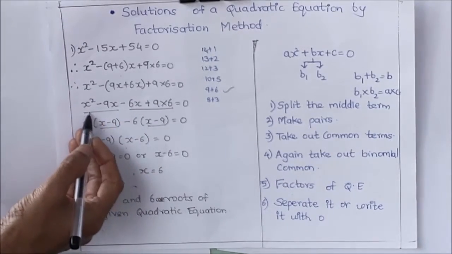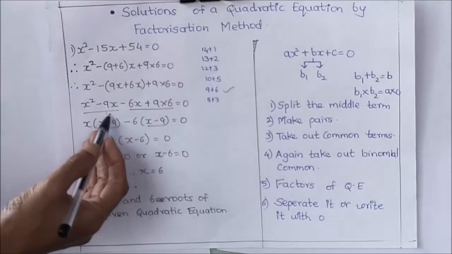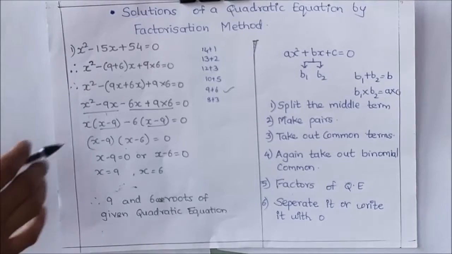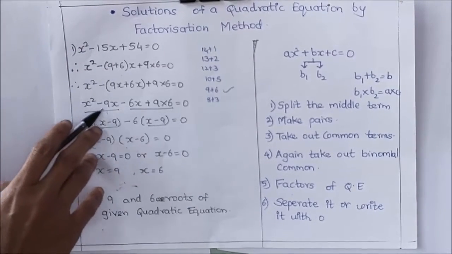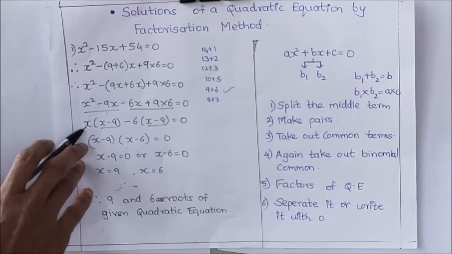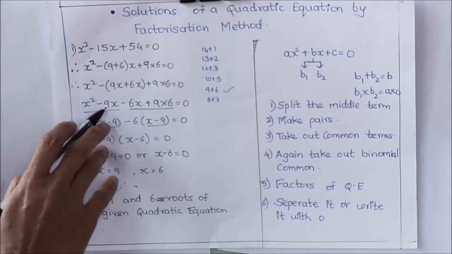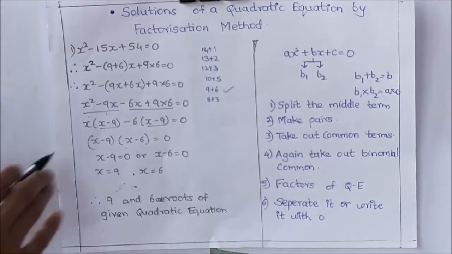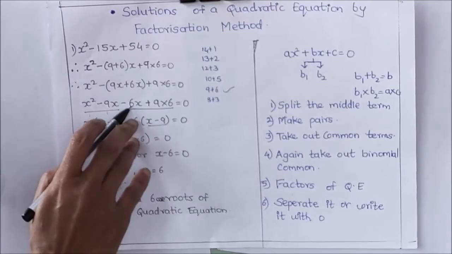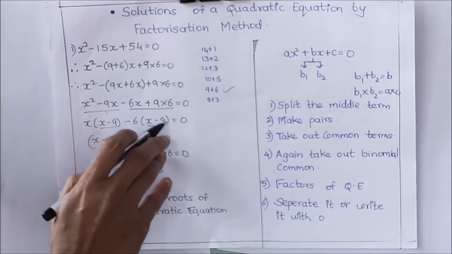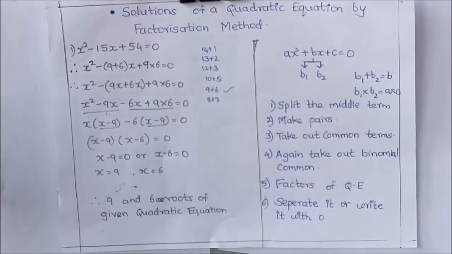Now I will compare x square minus 9x and minus 6x plus 9 into 6. In x square minus 9x, what is the common term? You could see the common term is only x. So I will take out x, and in the bracket I will write x minus 9. In these two terms what is common? You could see 6. So minus 6 into bracket x minus 9 equals 0.